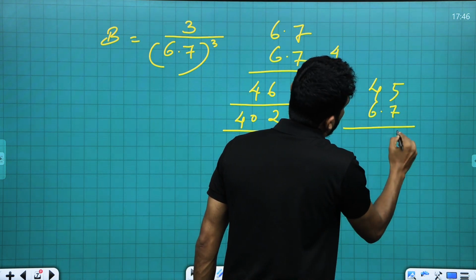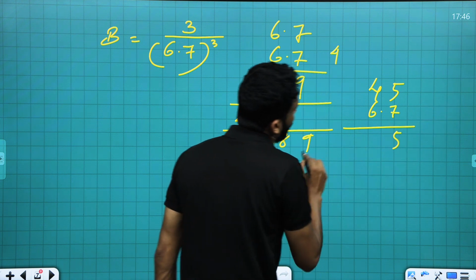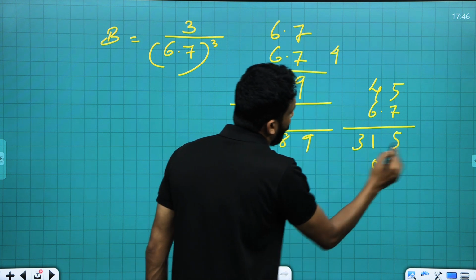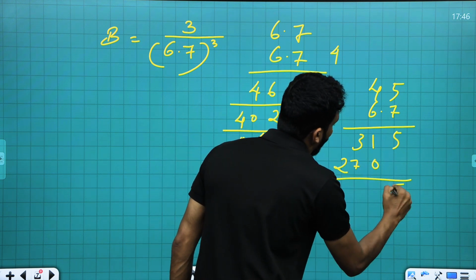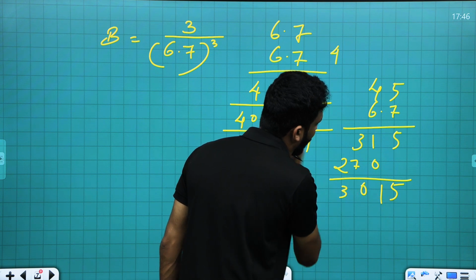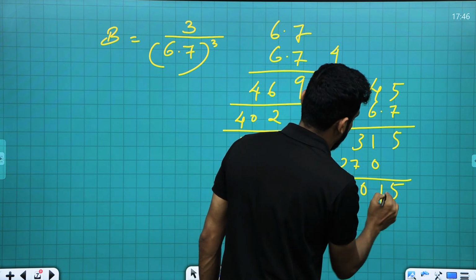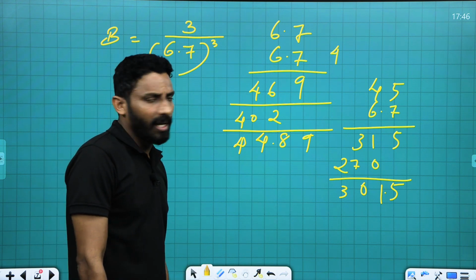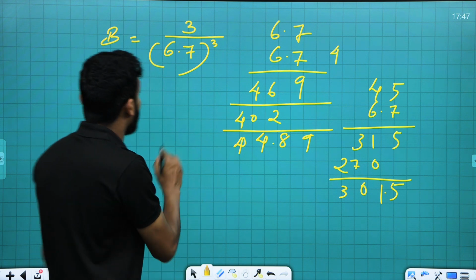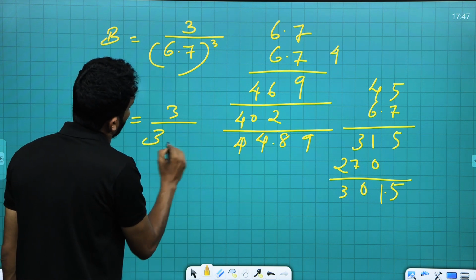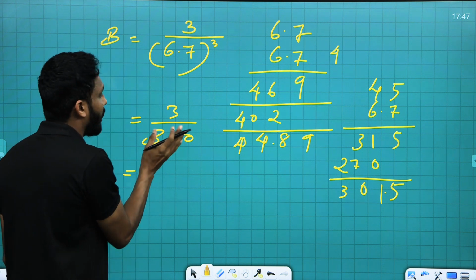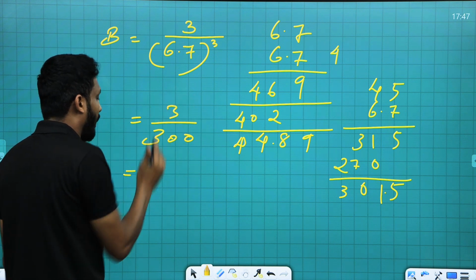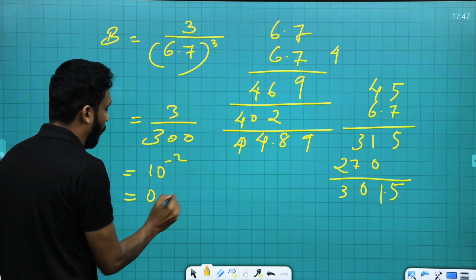6.7, okay, 35, 3, 28, plus 3, 31, 6 into 5, 30, 3, 4 into 6, 24, plus 3 is 27. Okay, 5, 1, then 10, then 3. Then here it is, yes, 301, in that range. So 3 divided by 300, that will be approximately 3 divided by 300. This one to the numerator, these 2 zeros means 10 raised to 2, then 10 power minus 2, that is 0.01.